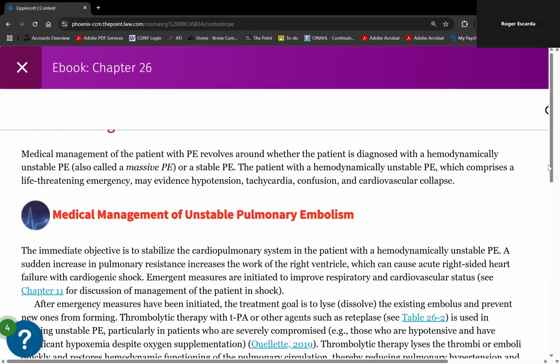Okay, we have to observe them because they may have some heart problems as a result, meaning the PE might cause pulmonary hypertension and cause heart failure. Okay, acute heart failure. So they have to stay in the hospital. We'll put them on IV heparin initially, and then it depends. If it's valvular, then we'll send them home on what?